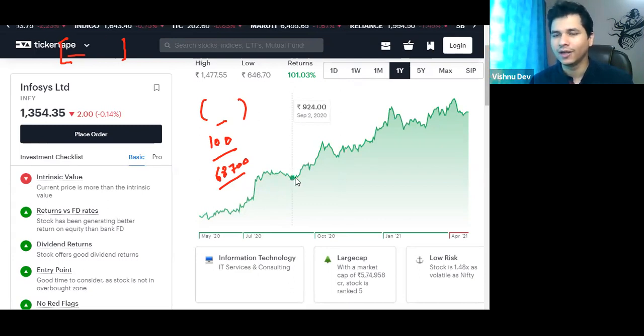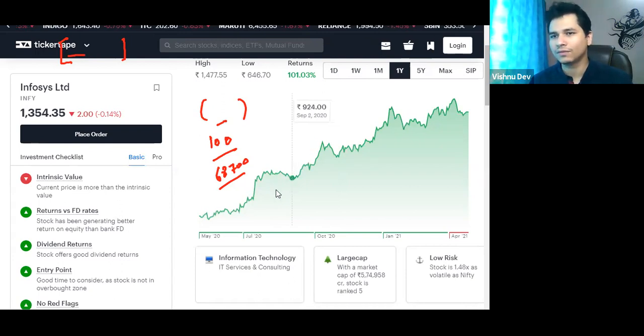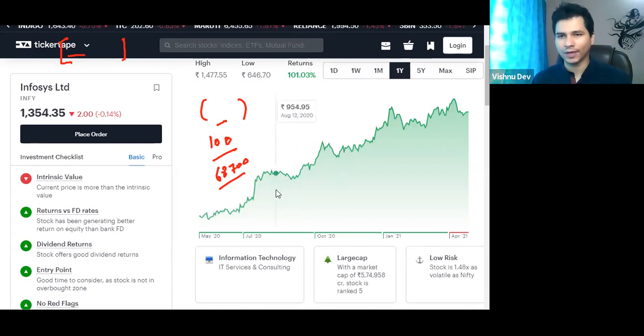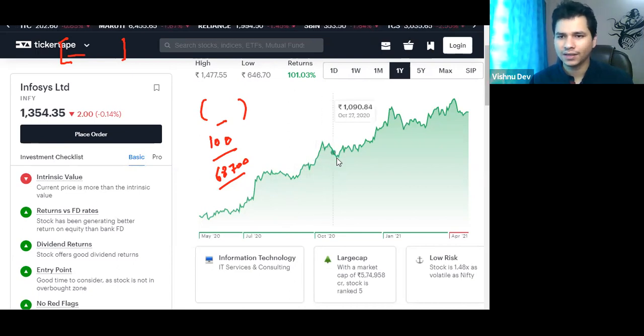But if it is a long-term investor, no one knows when the price will go up or down, but a long-term investor knows that this is a good company. So see, even though the price went up to 1,150, it still went down.